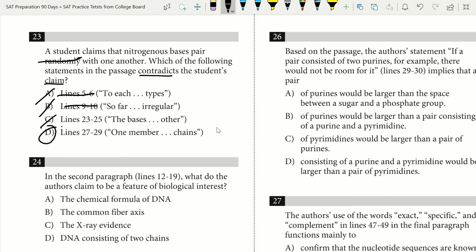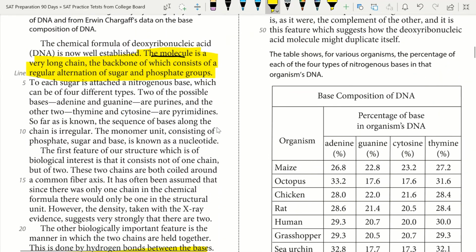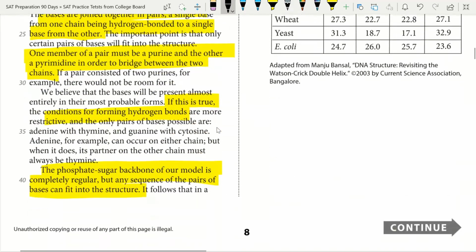All right, next up we have question 24. In the second paragraph, lines 12 through 19, what do the authors claim to be a feature of biological interest? Well, let's go back to our lines, because we always want to use the lines when the question directs us to them. The first feature of our structure which is of biological interest is that it consists not of one chain but of two. That was really easy, because our question was what is the biological interest, and that is that it consists of two chains, not one chain but two. Two chains, kind of like the rapper, funny joke for you there.